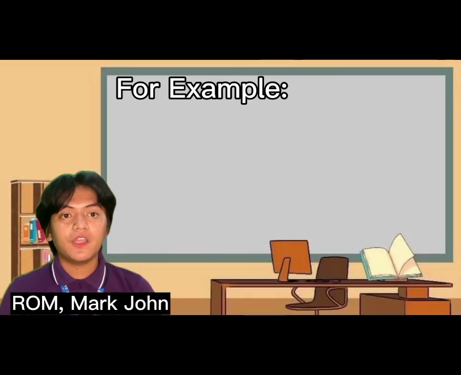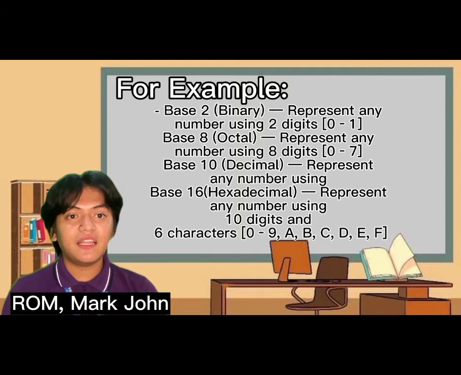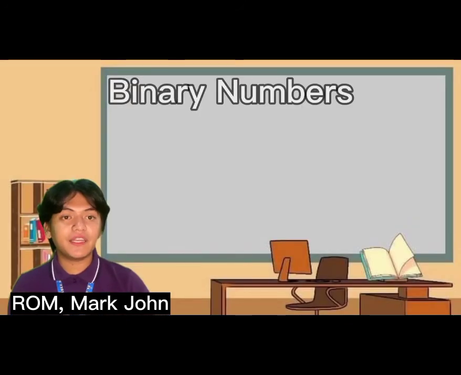For example, base 2 binary represents any number using 2 digits, 0 and 1. Base 8 octal represents any number using 8 digits, 0 to 7. Base 10 decimal represents any number using 10 digits, 0 to 9. Base 16 hexadecimal represents any number using 10 digits and 6 letters, 0 to 9, and A, B, C, D, E, and F. Lastly, let's talk about binary numbers.